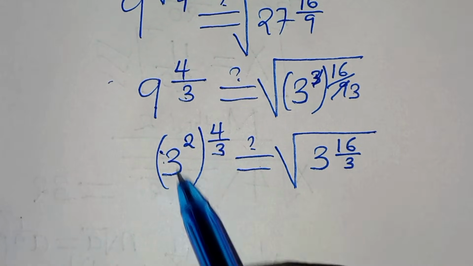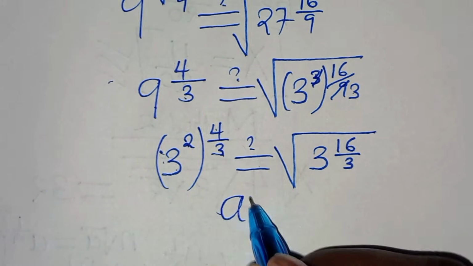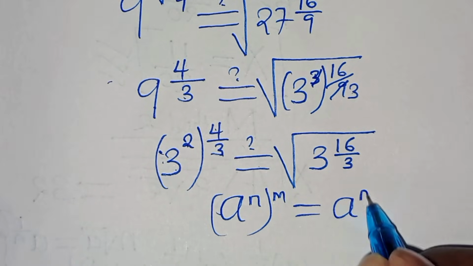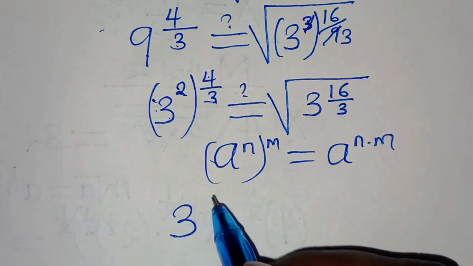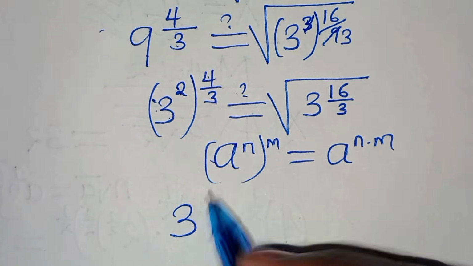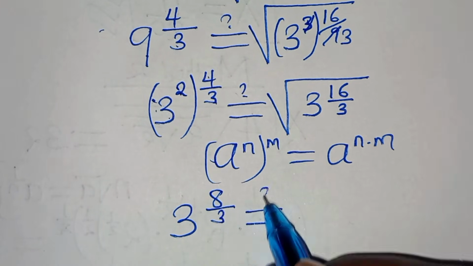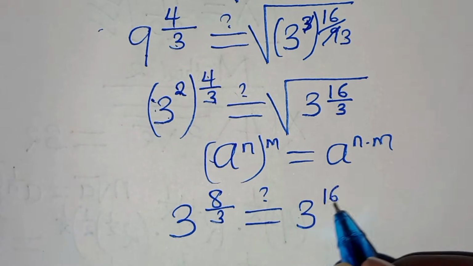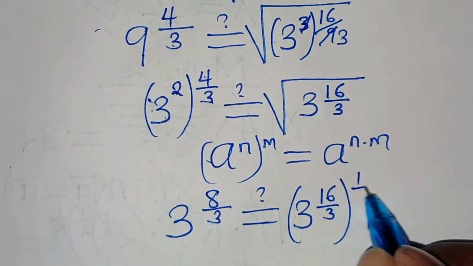Now, the next step is that 3 to the power of 2 raised to the power of 4 over 3. This is in the form of a to the power of n raised to the power of m, which we can express as a to the power of n times m. So we have 3 raised to the power of 2 times 4 over 3, which is 8 over 3. This is supposed to be equal to 3 raised to the power of 16 over 3, then raised to the power of 1 over 2.